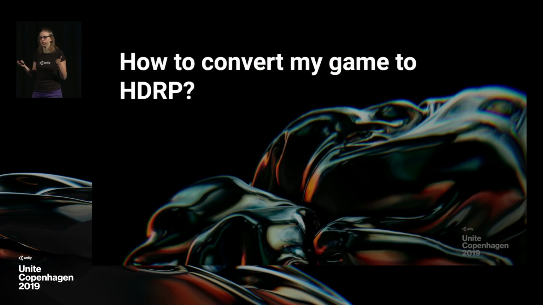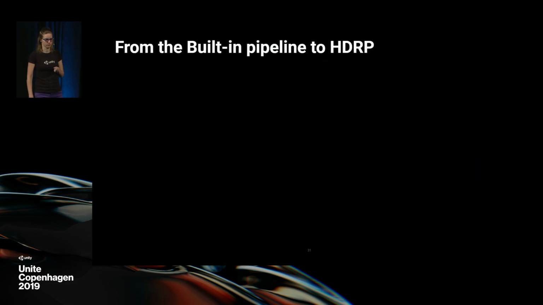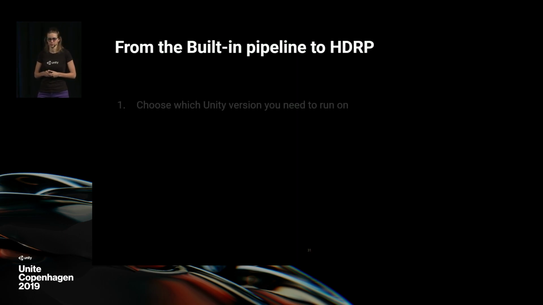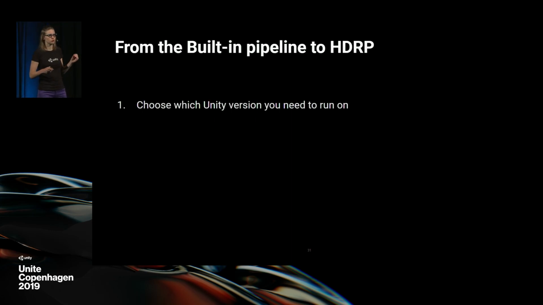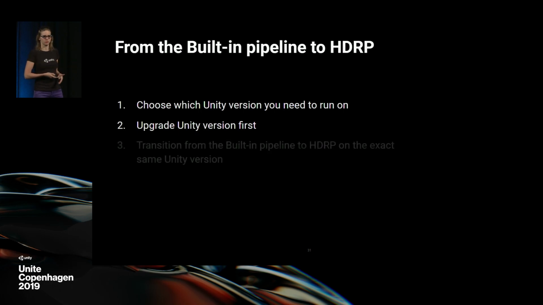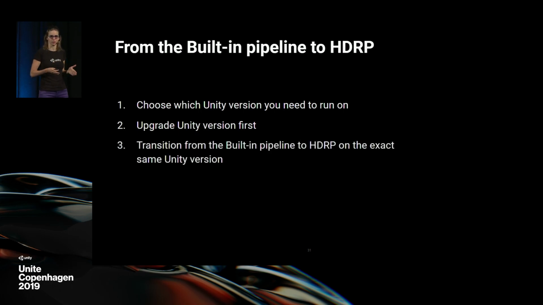But wait a minute, I already have a game, maybe. And what I want is to actually use HDRP to get the most out of my current game. So how do I convert? Here, I'm only going to talk about the conversion from the built-in rendering pipeline to HDRP. If you have another setup, it's not going to be tackled in this talk. First, choose which Unity version you need. Of course, then upgrade to that version, and only then update from the built-in rendering pipeline to HDRP.